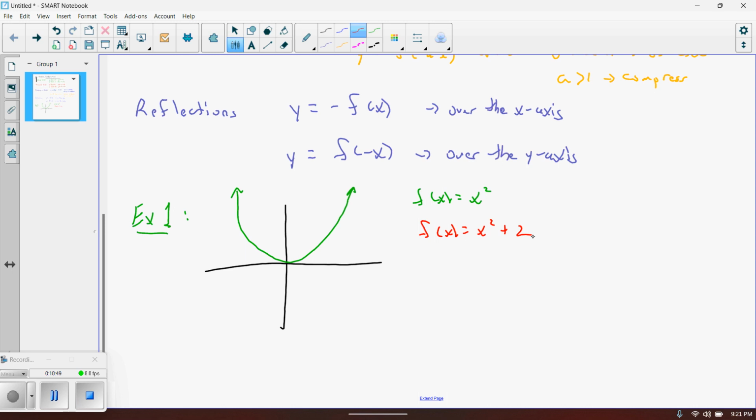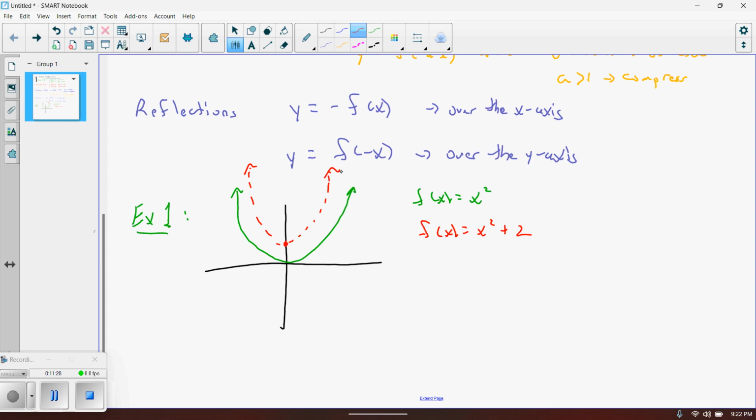Notice how that is not grouped with the x, it's after the x squared. All that does is, and I'm going to dash this even though it's in red, shift the entire thing up 2 units. So if I know the vertex is at 0, 0, the new vertex is going to be at 0, 2, and it's the same shape, it just gets shifted up 2 units. Likewise, if I wanted to shift it down 4 units, that would be x squared minus 4, and the entire green thing would have just been shifted down the y-axis 4 units.